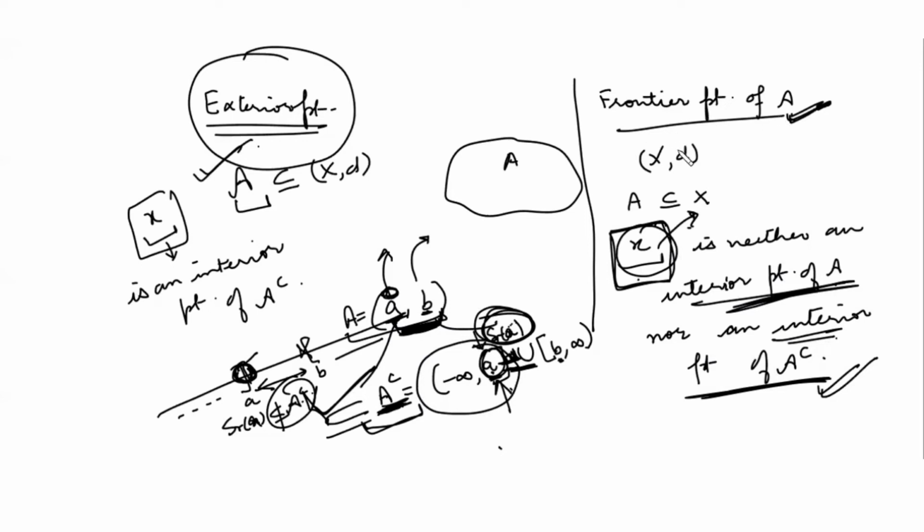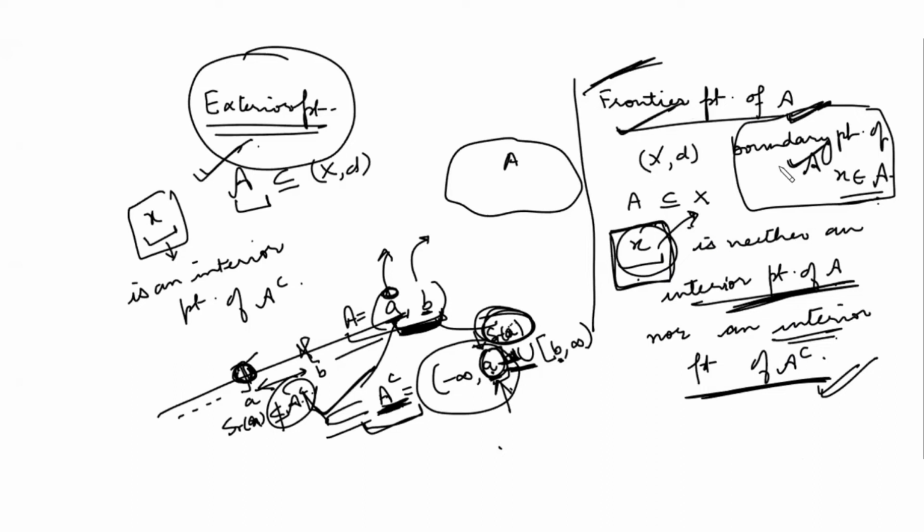And this frontier point is said to be the boundary point of A if this X is a member of A. अगर ये X A में आ जाता तो ये बाउंड्री पॉइंट भी कहलाएगा A का. राइट। तो पहली बात, इसे फ्रंटियर पॉइंट होना चाहिए, मीन्स ना तो एक्स को इंटीरियर पॉइंट होना चाहिए ए का, ना ही एक्स को इंटीरियर पॉइंट होना चाहिए ए कॉम्प्लीमेंट का. मोर ओवर, इफ दिस एक्स इज ऑल्सो अ मेंबर ऑफ ए, देन दिस एक्स इज सेड टू बी द बाउंड्री पॉइंट ऑफ ए. This is the difference between the frontier and boundary.